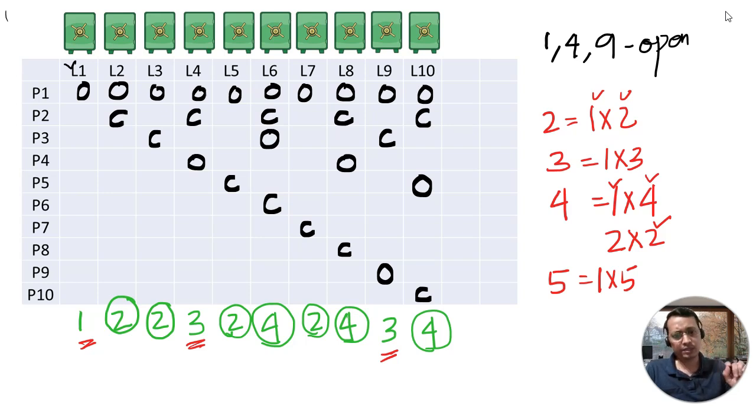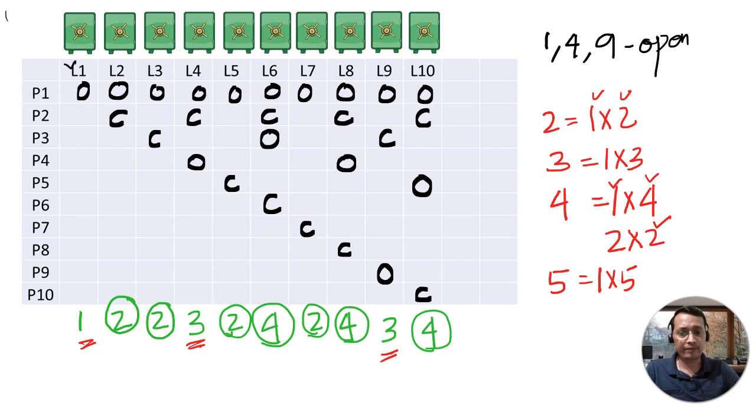Now the question comes: how do I figure out which number will have an even number of factors, not even factors, an even number of factors, and which number will have an odd number of factors? That answer also lies in this. Okay, so now let's understand.